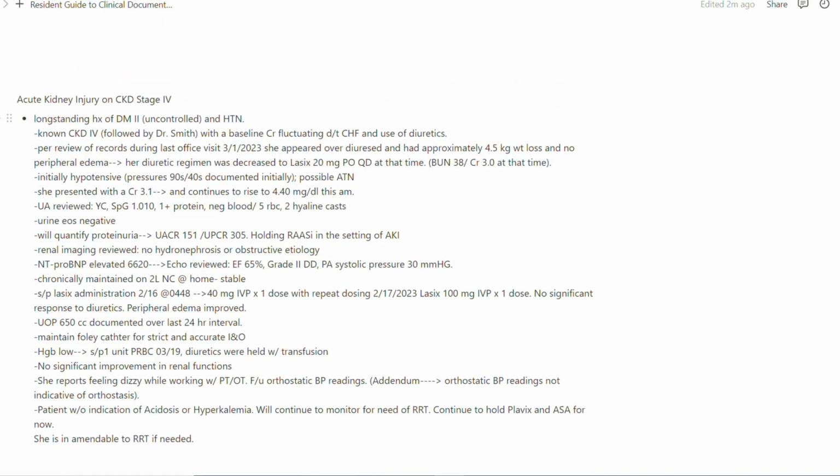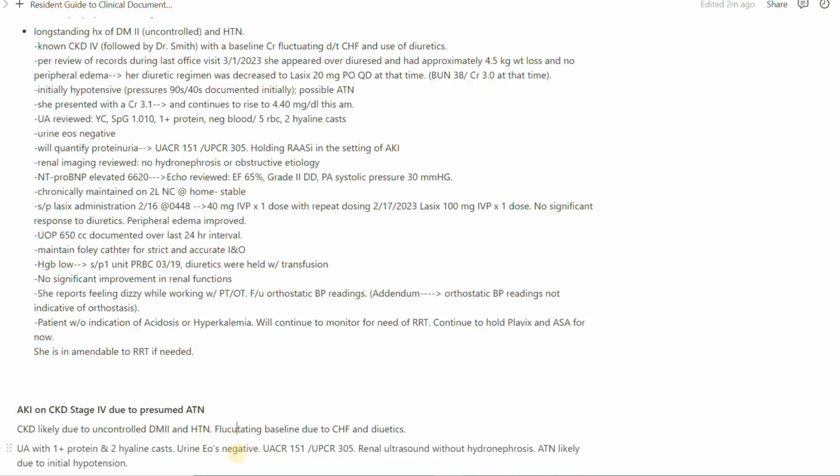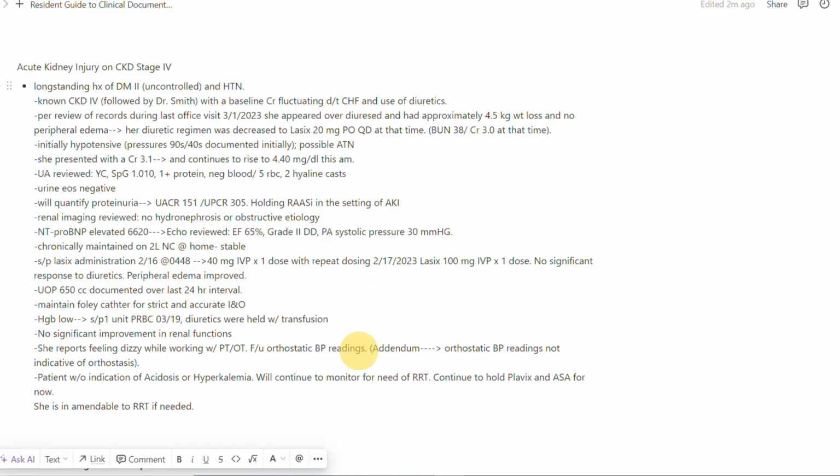There's some mention here of known CKD, followed by Dr. Smith, with a baseline creatinine fluctuating due to heart failure. From a CDI perspective, I prefer to have an actual documented baseline creatinine. And FYI, I'm not going to get into too much detail, but you should use just one number for the baseline creatinine, not a range. But anyway, let's just use what she said: fluctuating baseline due to CHF and diuretics. So this is our underlying evergreen stuff. This explains the underlying CKD, so I'll keep that there.